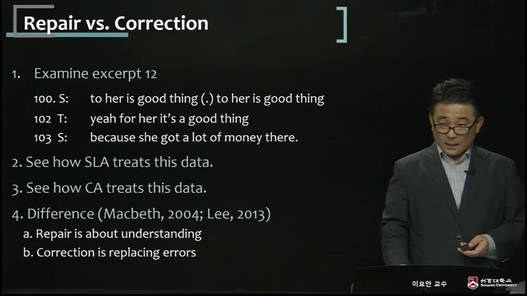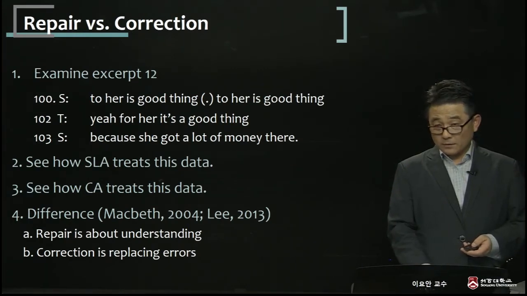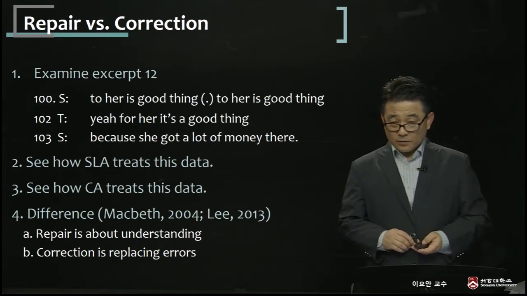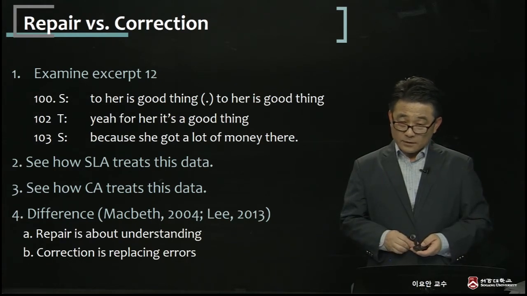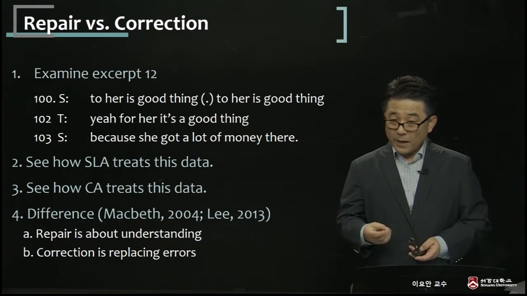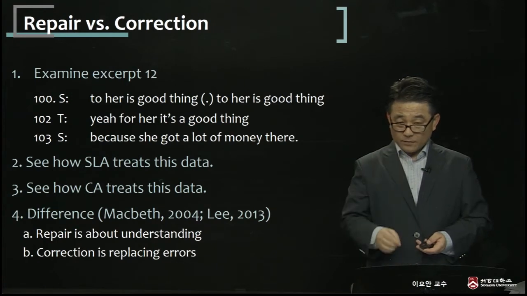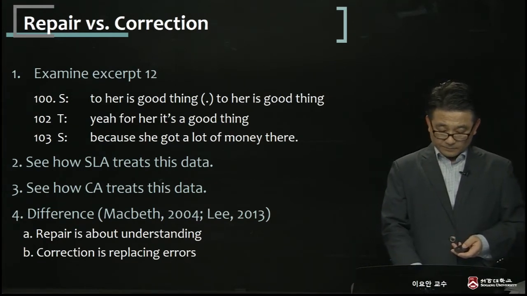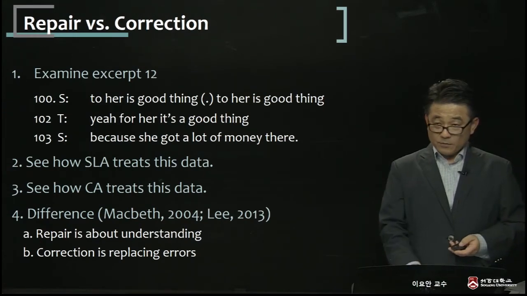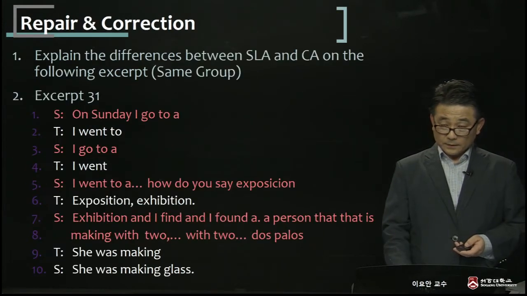And then later on, we're going to talk about the difference between repair and correction. And this is an example. So SLA, second language acquisition research, treats this data as a correction, but the CA researchers are focusing more on the repair. So they provide a different interpretation of this data. So try to figure this out. And on the difference between repair and correction, I have another example that I'd like you to work on in excerpt 31.